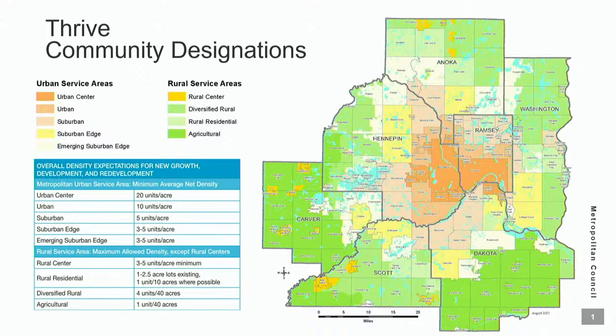This is something that you are very familiar with. We'll be referring to Thrive in the upcoming slides, so I just wanted to put it here for a refresher, because that was in Thrive is when community designations expanded into 9 total, and the minimum density requirements associated with them increased slightly from the 2030 Regional Development Framework.